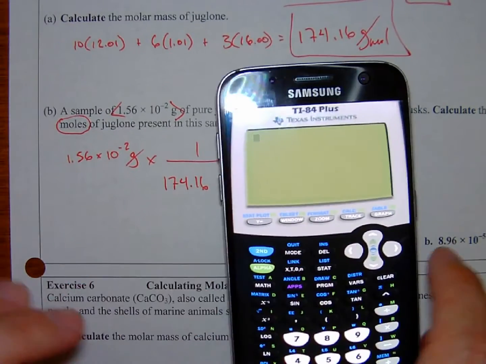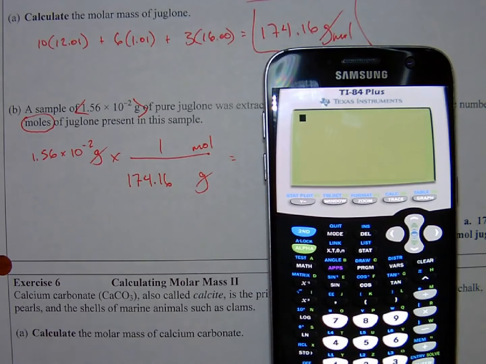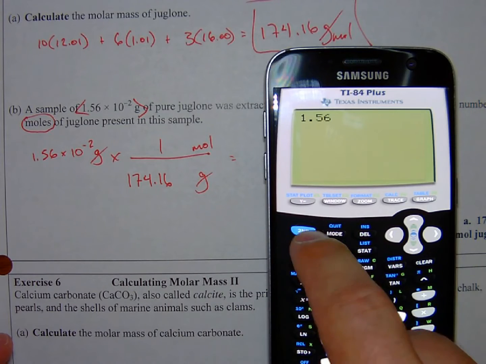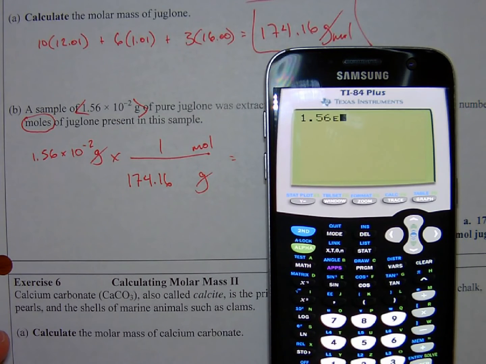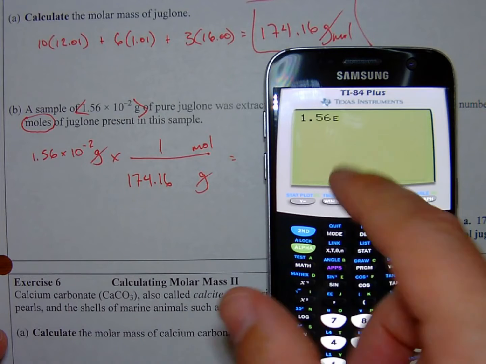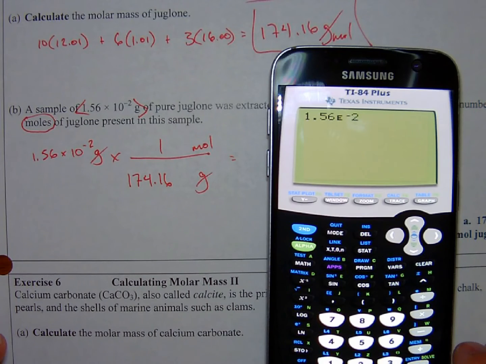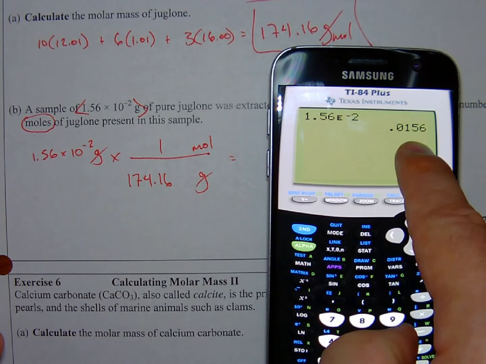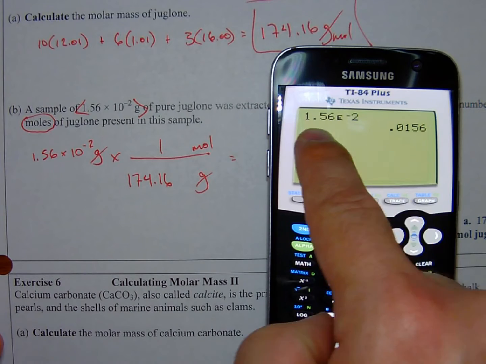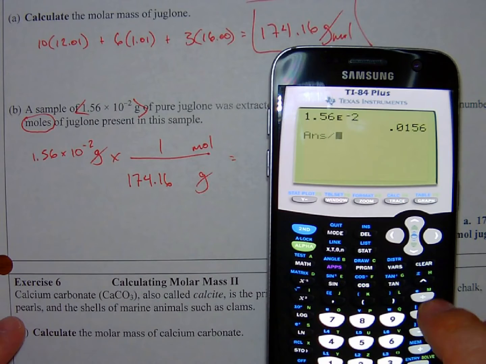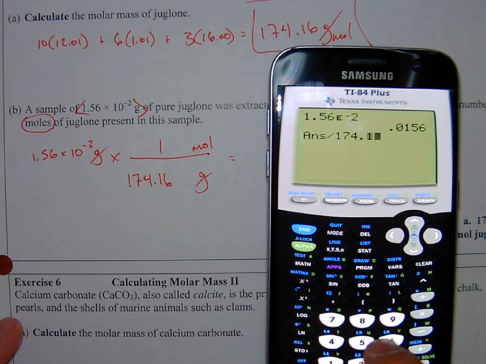Let's get the calculator back out. 1.56. Remember, to get to the times 10, use second EE. That stands for times 10. The next number that I write is going to be an exponent. So I'm going negative 2. So that's the same number with the decimal moved 2 places. So we know where we're at. I'm going to take that number. I'm going to divide by 174.16.